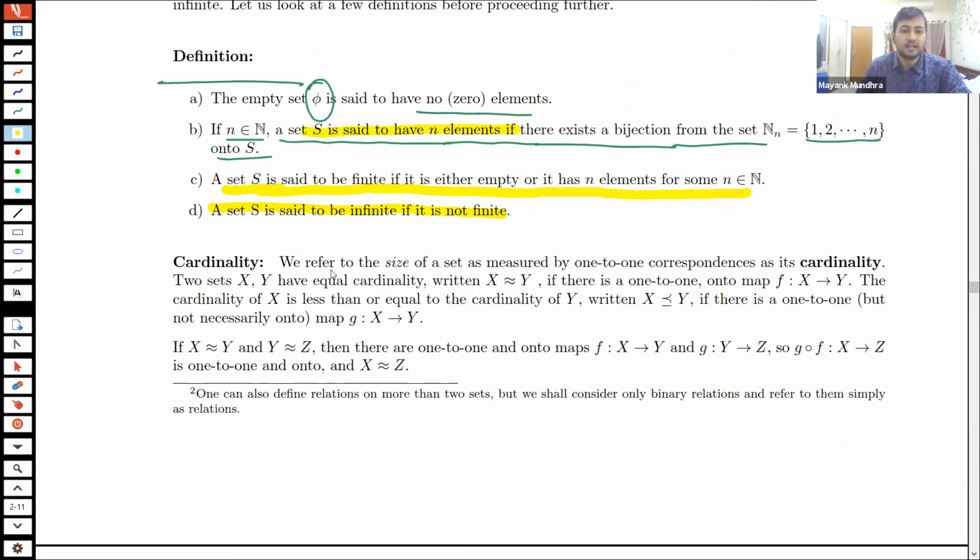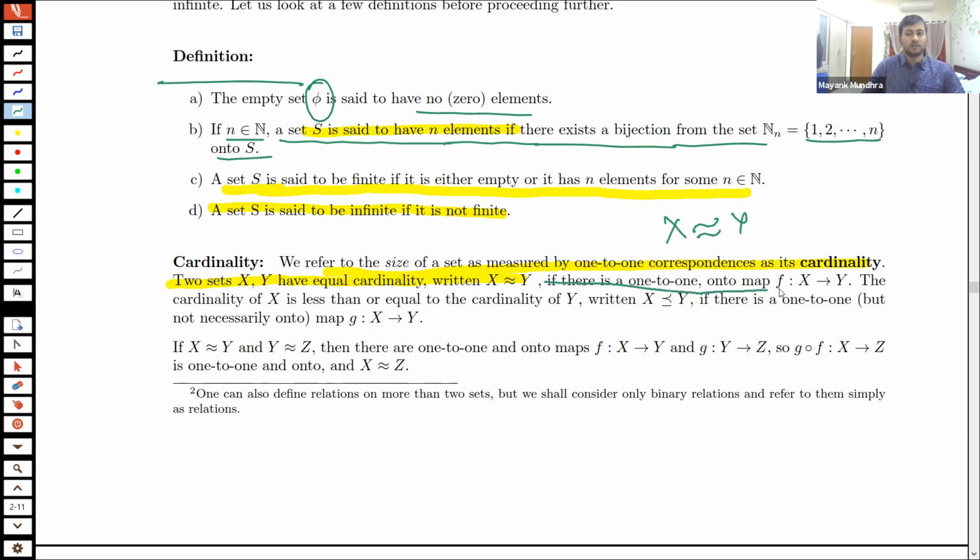Now what is cardinality? We refer to the size of a set as measured by one-to-one correspondences as its cardinality. So the size of a set is going to be called cardinality. If you use a different word than size, it will become clear in a bit. Now, two sets x and y have equal cardinality, written as x is equivalent to y. Okay, so x double tilde y, so equivalent to y.